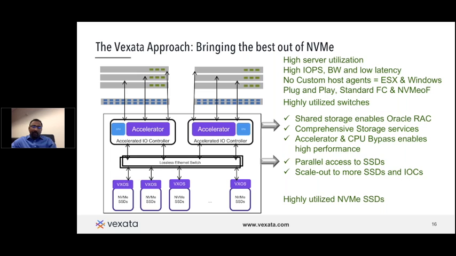So you'll also see that we don't need any custom agents in the host. That means we can support ESX, Windows in addition to Linux. We also support, in addition to traditional Fibre Channel, NVMe over Fabrics, and any of the other protocols as well. So that's the power of Vexata. Right. Moving to the next slide.